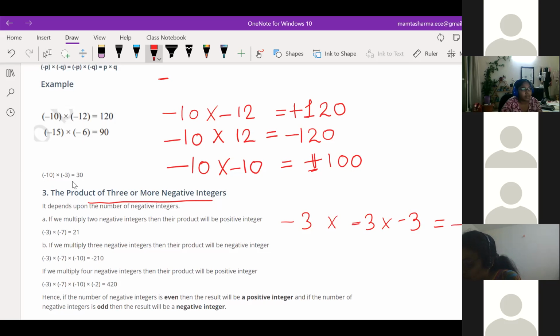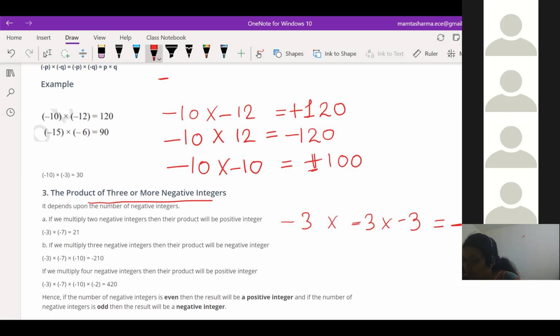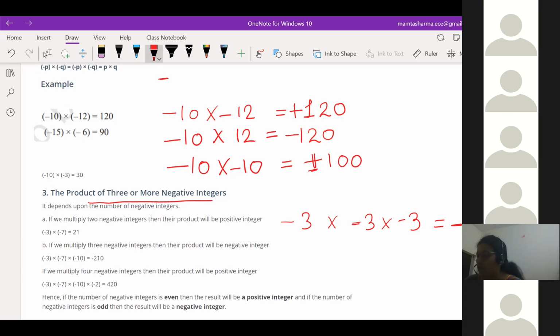It would be negative, because minus into minus is minus. Minus into plus, what is the rule? If there are two negative signs, they cancel out. This negative will become positive. Okay, and the sign of this number will come out.